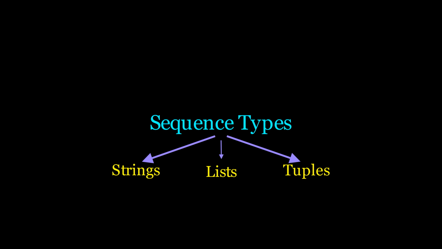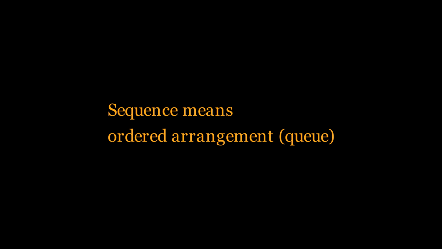Next, let's look at sequence types: strings, lists, and tuples. The word sequence simply refers to an ordered arrangement, much like items standing in a queue. This linear storage is why we call them sequence types. Stay tuned, as we are about to visualize exactly how this looks at the memory level.